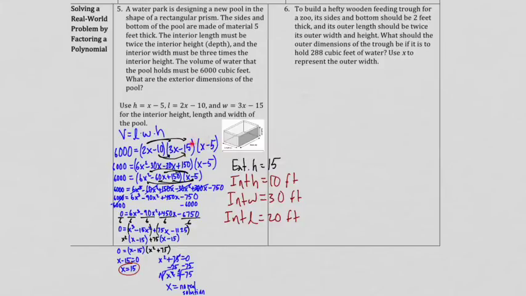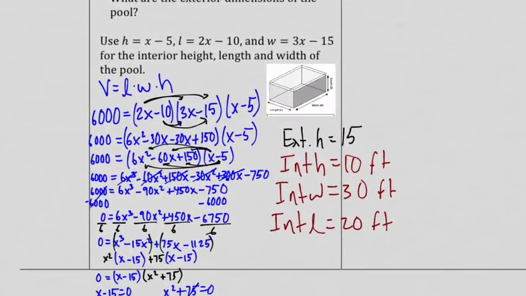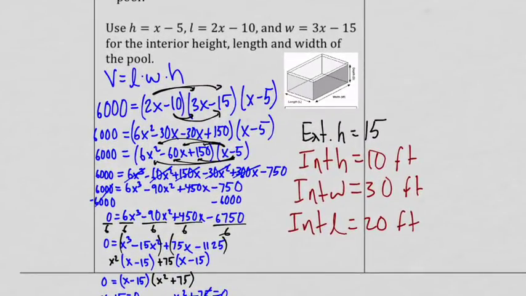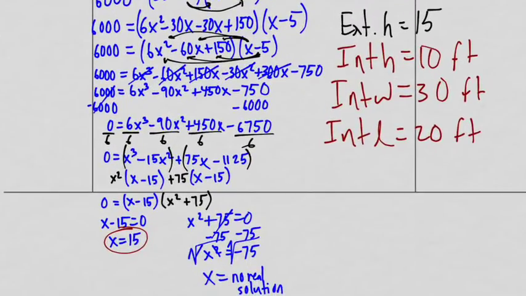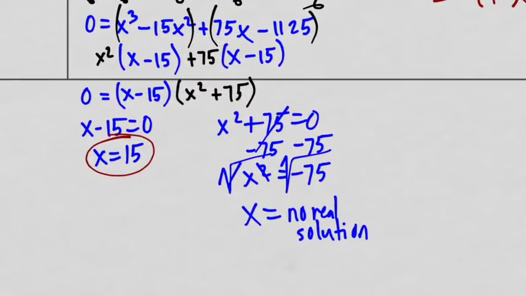Once we got that, everything else was just a mess of algebra, right? We multiplied everything together to get this right here. We moved the 6,000 over to the right side to make it equal to 0. We divided everything by 6 to make our numbers smaller. We grouped these two together and these two together to factor by grouping. We got x minus 15 and x squared plus 75. Of those two, the only one that gave me a real solution was this one, which is 15.